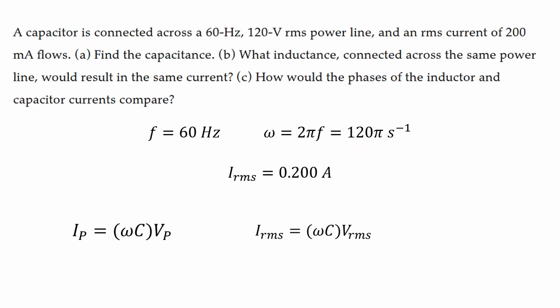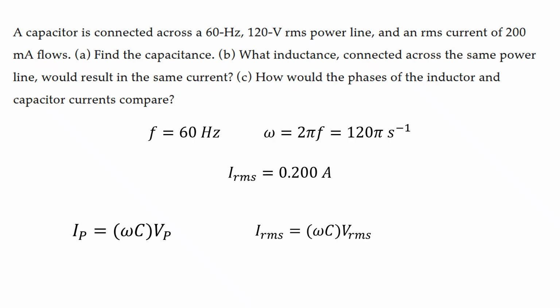All right, let's write down the given information. We have frequency is 60 hertz. What's going to be useful is omega, the angular frequency. So 2 pi times frequency, well, let's call that 120 pi radians per second. The RMS current is 0.200 amperes.